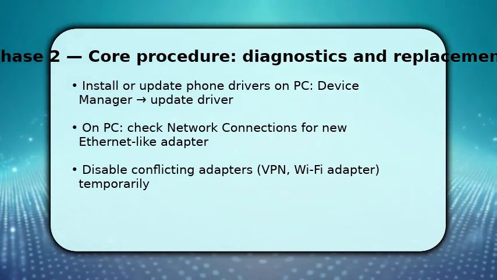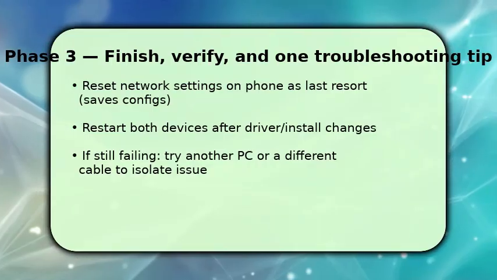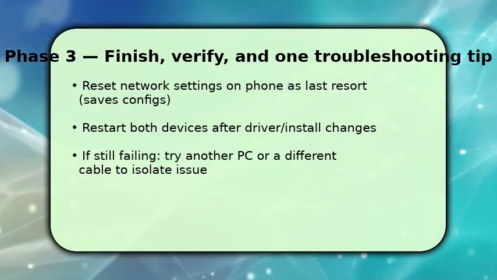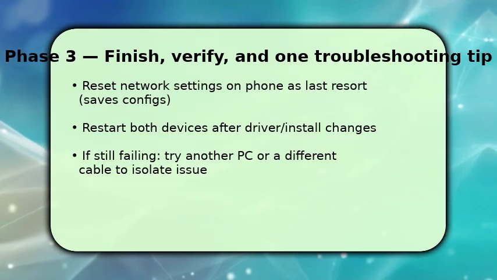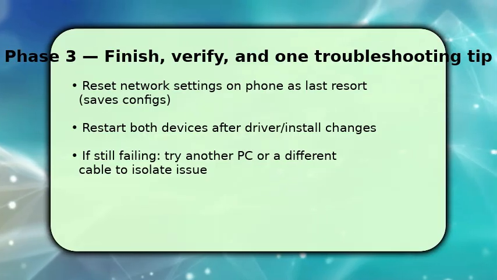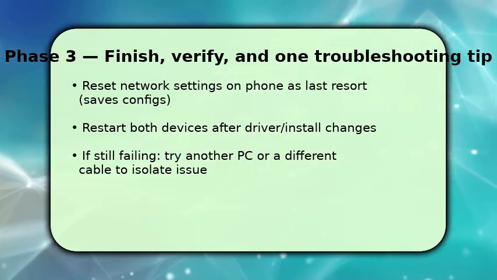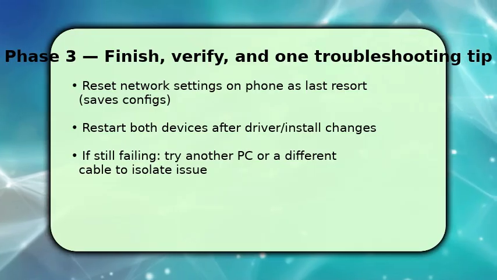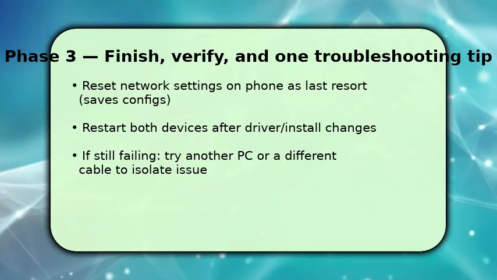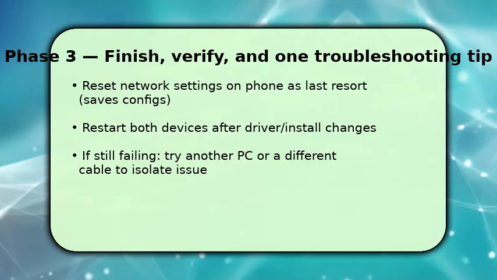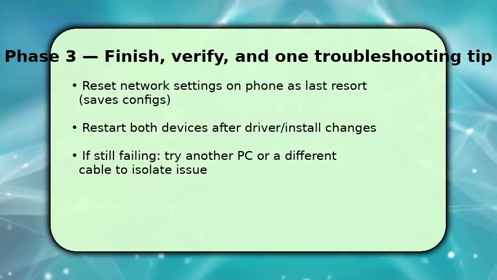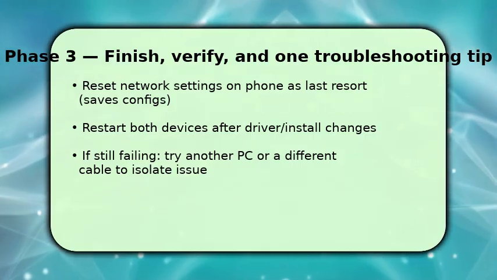Finish by testing connectivity. Restart both the phone and PC to apply driver and routing changes, then enable USB tethering again. If the phone still won't provide internet, reset the phone's network settings to clear misconfigured APN or VPN profiles, but remember this removes saved Wi-Fi passwords. Make sure to test with another USB cable or a different computer to isolate hardware versus device problems. If tethering works elsewhere, the original PC needs deeper driver or firewall fixes.